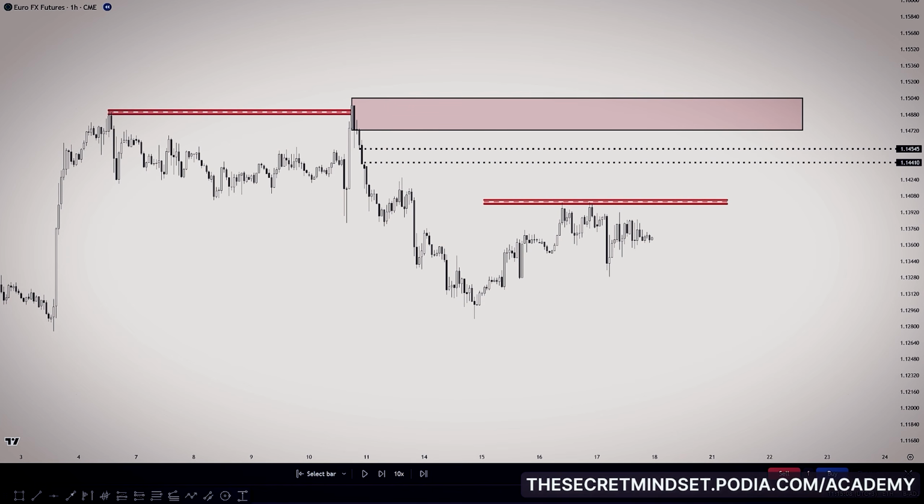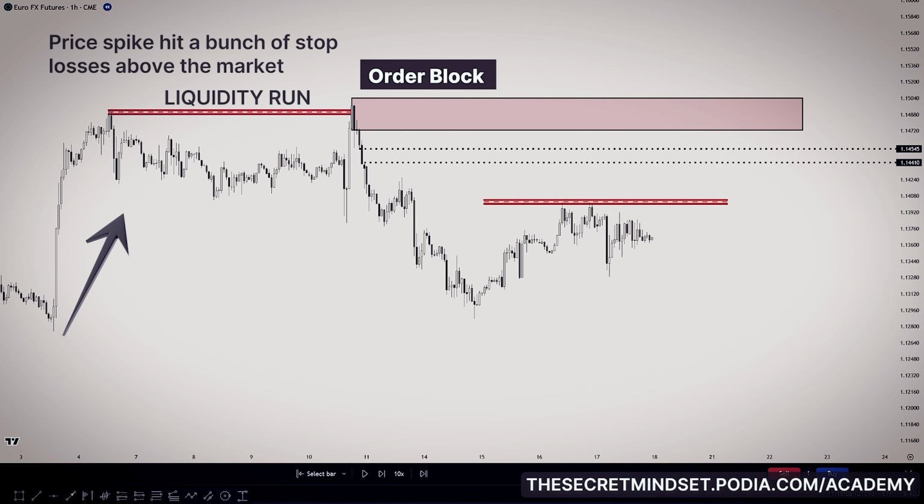Let's say price has been going up for a while. Then it makes a quick spike higher. This spike might hit a bunch of stop losses above the market. That's our liquidity run. Right after this spike, price drops hard. It falls below recent lows. This is our break in market structure. The uptrend is now in question. As price falls, it leaves a fair value gap.